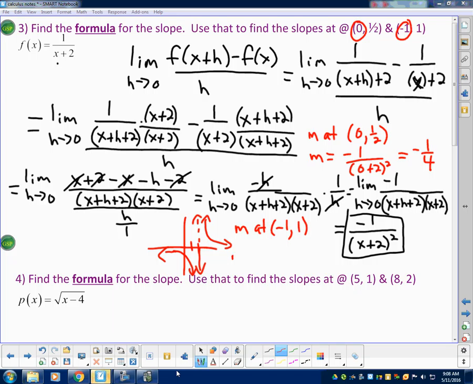Would be m equals negative 1 over negative 1 plus 2 squared. And what does that equal? Negative 1 plus 2 is 1. 1 squared is 1. Negative 1 over 1 is negative 1. Look at right here in my picture. If I went to x equals negative 1 and I put a dot here and I drew the tangent line, does that green line look like a slope maybe of negative 1? Look like that green line would have a slope of negative 1 maybe?